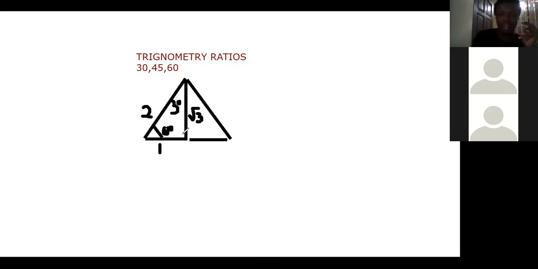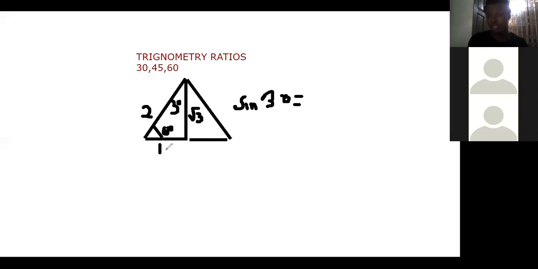Now let me explain why it is equal to cos 60. What is sine 30? Sine 30 here is equivalent to sine x. What is sine x? Sine 30 is this. So this is the opposite. You know that we are talking about this angle. So this is the opposite of this angle. The opposite of this angle is 1, right? All over hypotenuse.